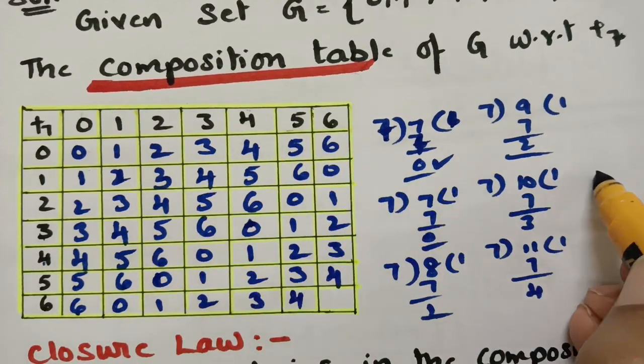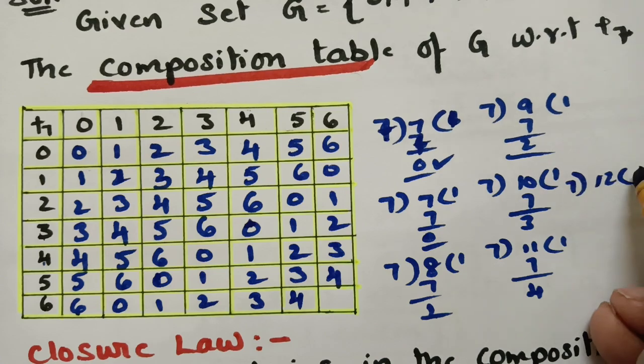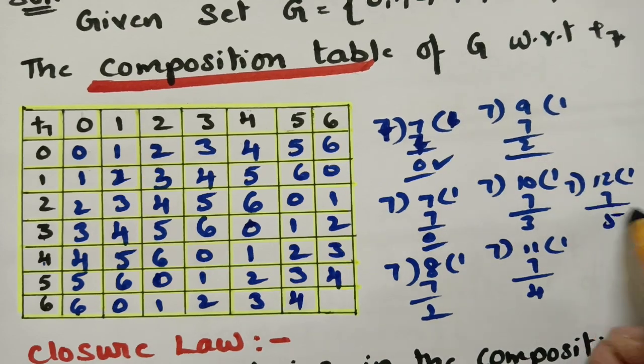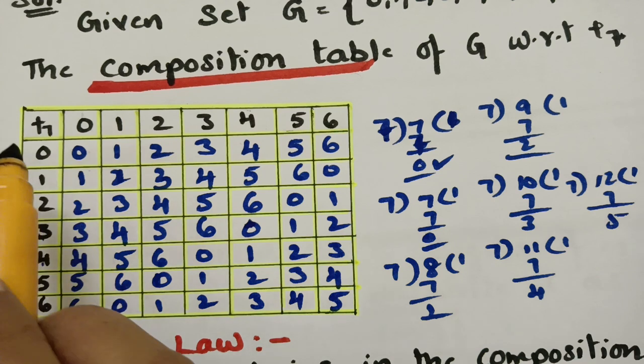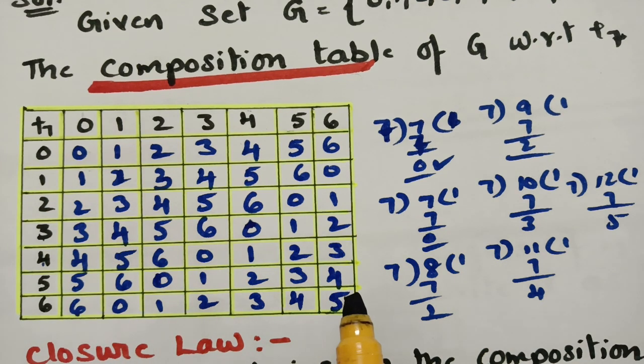And next one, this is 12. So for 12, if you divide with 7, what is the remainder here? 5. So this value is 5. So this is how we have to do. We have to add up these two, and again we have to divide with 7. The remainder is the value. So this is how we have to fill the addition modulo 7 table.